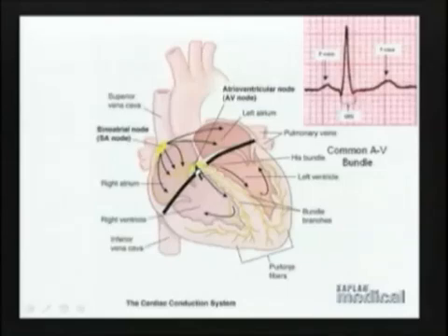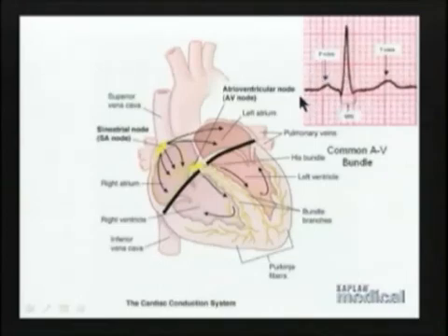So what we can say is that the sinoatrial node controls how many times per minute this sequence of depolarization occurs, and the AV node controls the length of the PR interval, how long the gap in time is between atrial and ventricular depolarization. The more the AV node retards depolarization, the longer the PR interval will be. The less it retards depolarization, the shorter the PR interval will be.